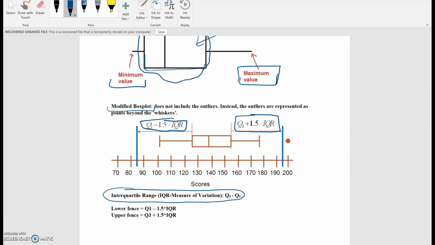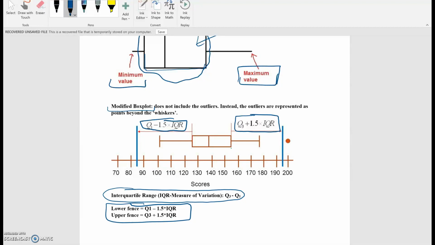It'll make sense when we do an example, but for right now, copy these formulas down: my lower fence and my upper fence. Make sure that you copy these down. Right now it looks a little bit like, wait, what the heck is going on? But with the example, it will hopefully make a little more sense.